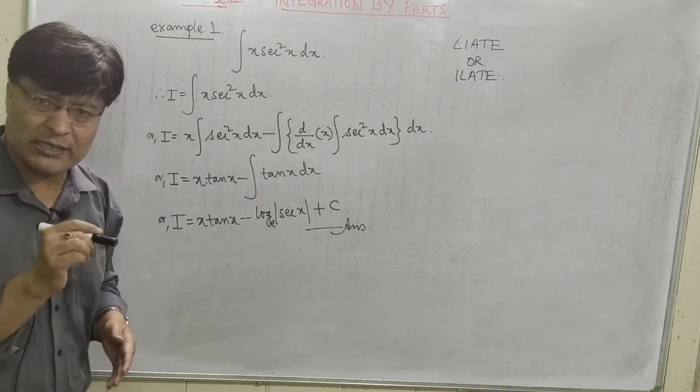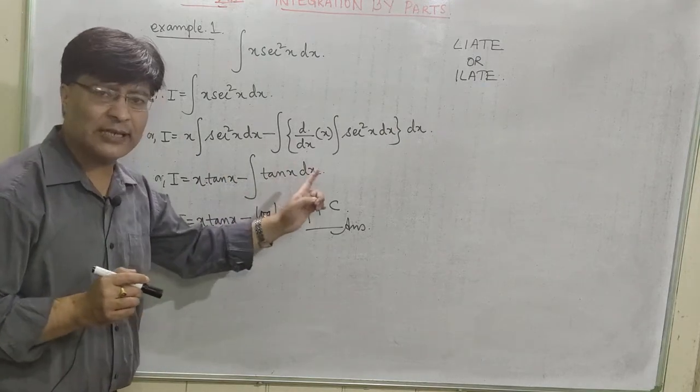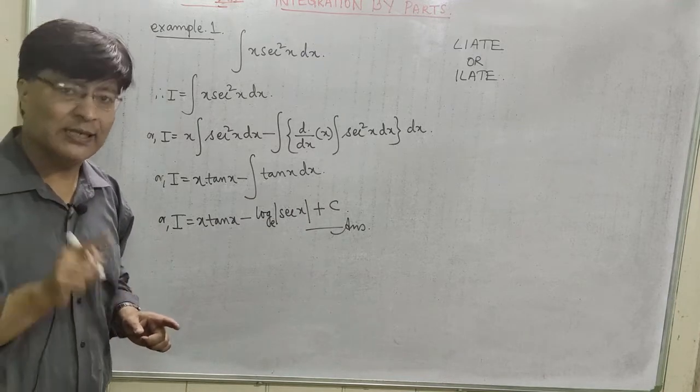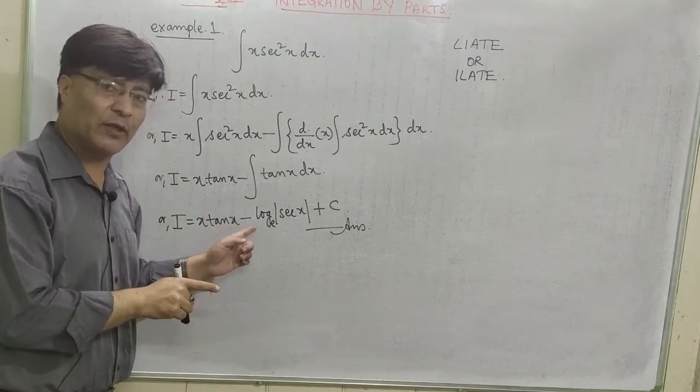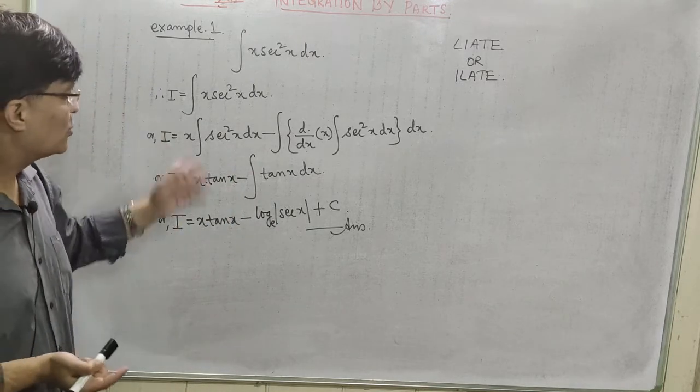So integration of tan x dx is log of sec x. There is another formula: the integration of tan x dx is equal to minus log of mod cos x, base e. That also you can write here. Or you may write log of sec x, base e, plus c. Okay, so you can copy it.